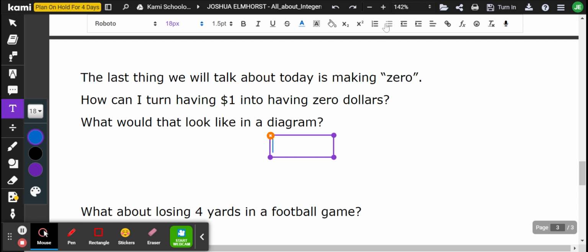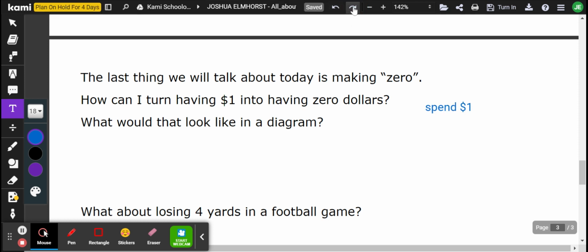Okay, so if you have a dollar, in order to get zero out of it, you're going to spend a dollar. So the idea is you have a dollar, you spend a dollar, and that is going to equal zero.